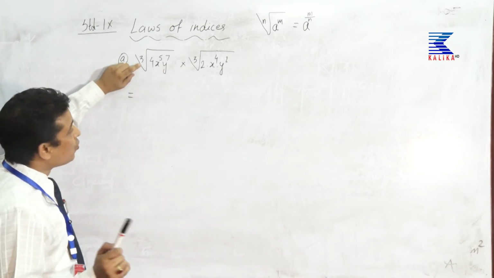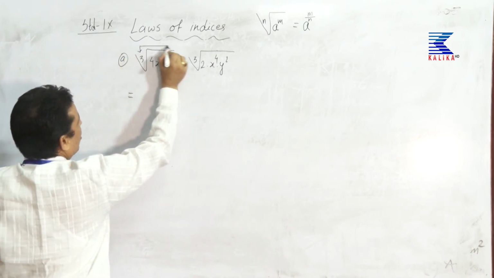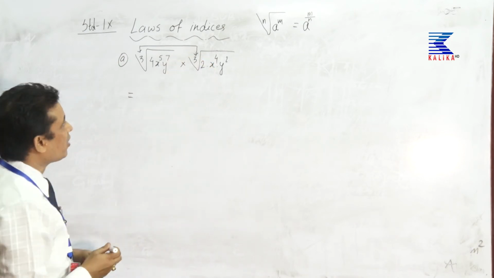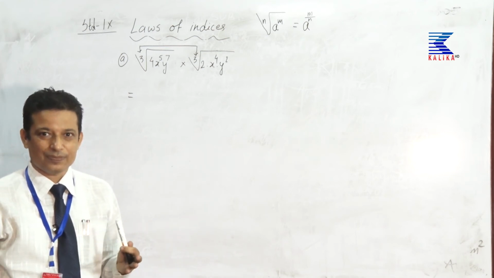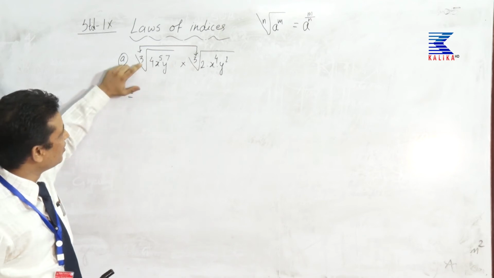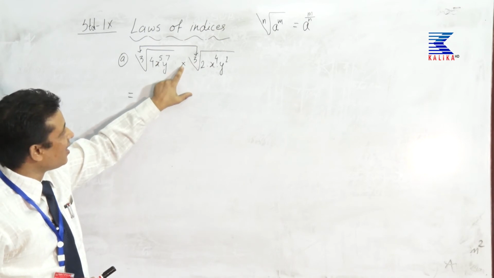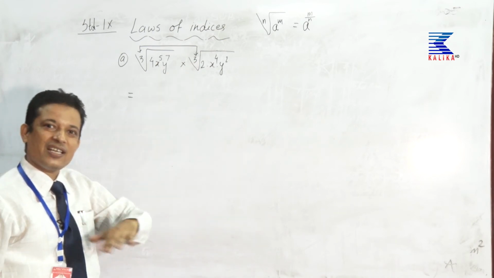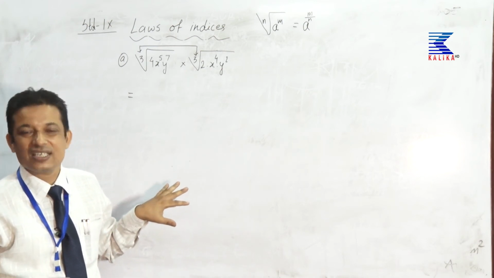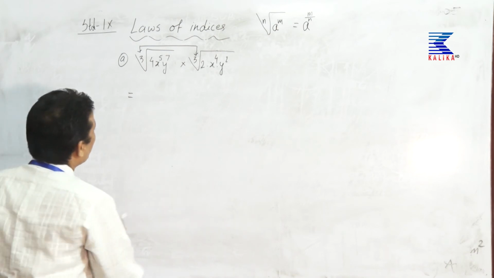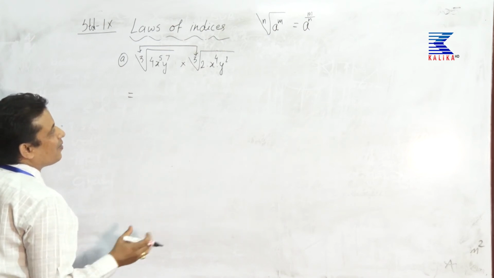And you should focus on the order of the sword. This is the order of the sword, this is the order of the sword. You can see both the swords are of the same order. This sword order is 3, this sword order is 3, and the sign between them is multiplication. Whether it is multiplication or division, we can use laws of indices in both cases. And if the order of the sword is the same, now one more easy method we can follow.